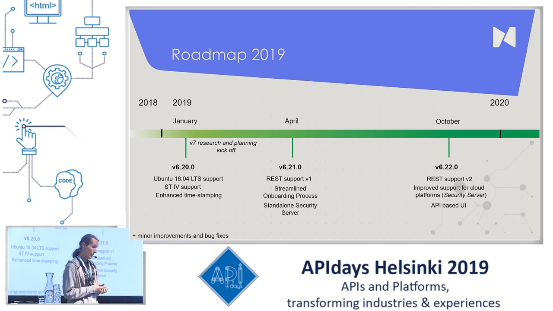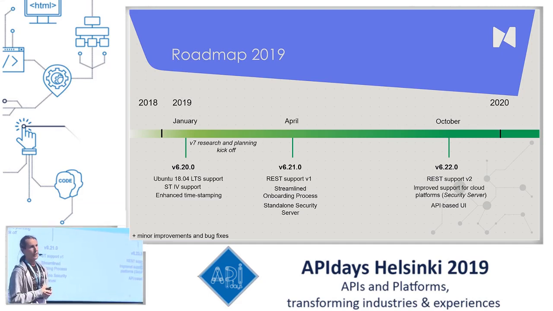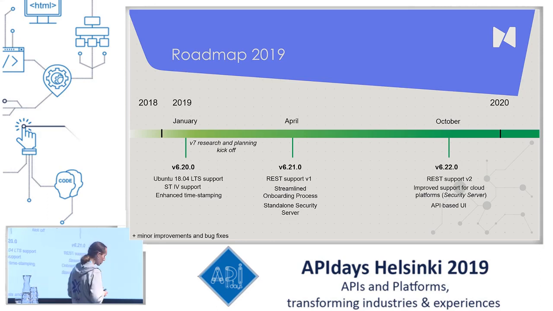But since April 2019, X-Road supports REST services, and the support has been implemented so that producing and consuming existing REST services can be done so that no changes are required to the services. So if you have a REST service, then you can publish it via X-Road. No changes are required. That's not the case with SOAP services.